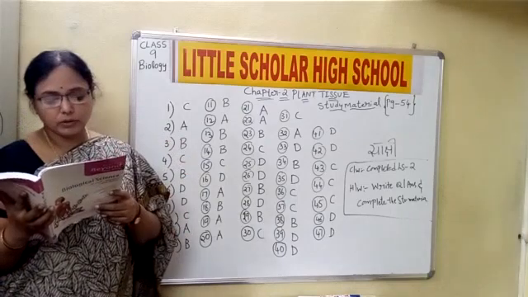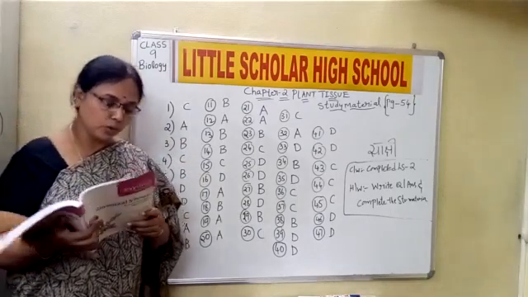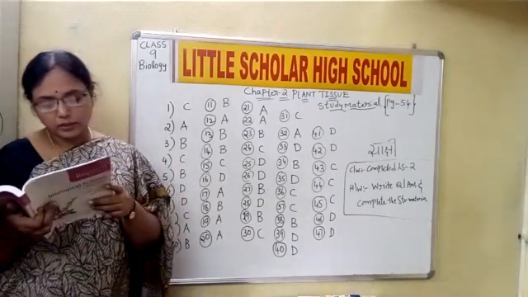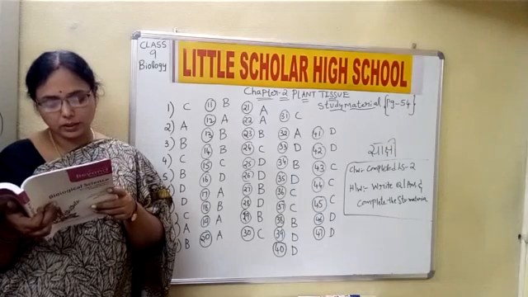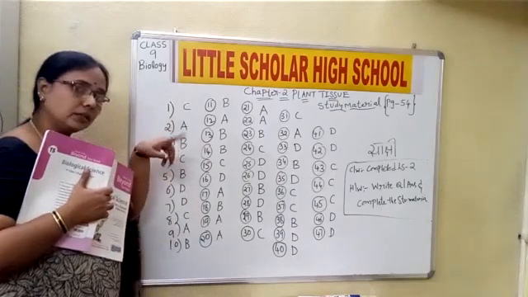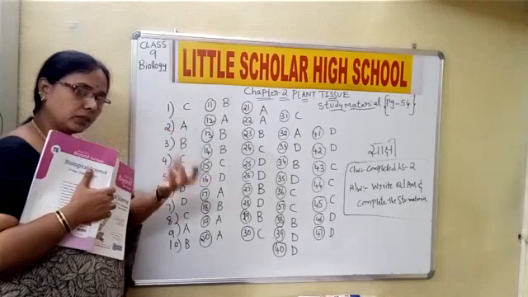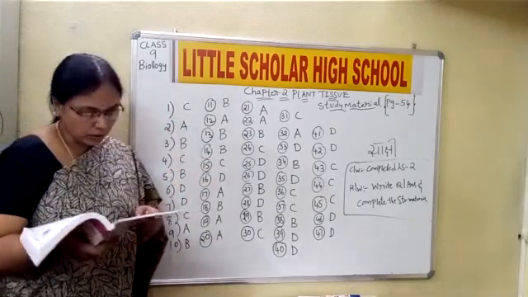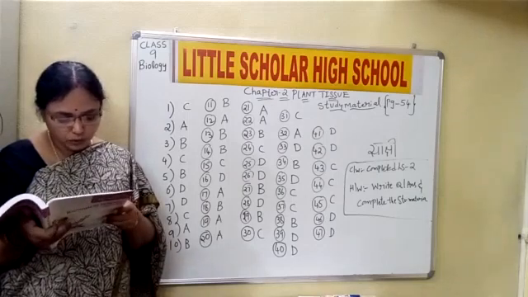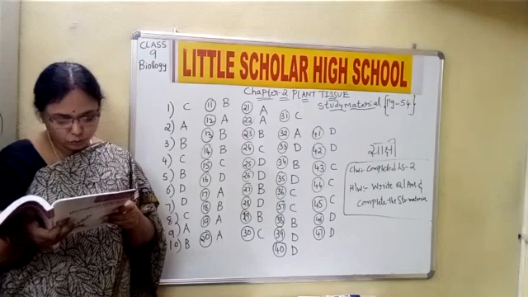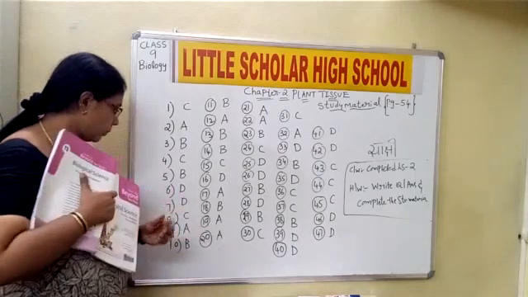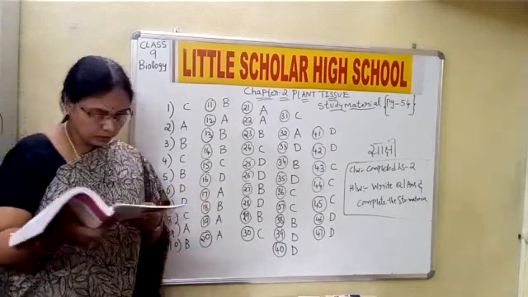Fourth one, xylem and phloem are examples of complex tissue. Fourth C. Fifth one, sieve tubes and companion cells are present in phloem. Fifth B. We have seen the xylem and phloem. What are the things which come under xylem and phloem? Yes or no, children? So fifth B. Sixth one, prepared food is transported from leaves to other parts of the plant through phloem. Phloem is for food. So sixth D.